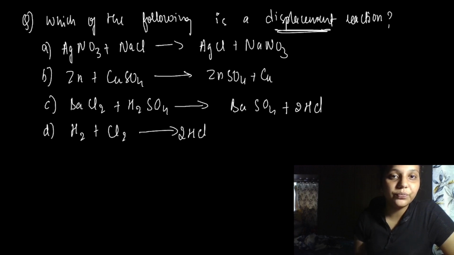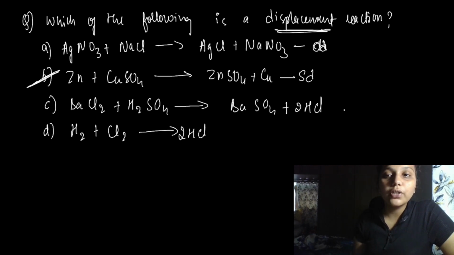Something should be displaced. So you can observe this as an example. This is double displacement. You can clearly say that DD, which is double displacement. Zn and CuSO4, this is very important because the activity is mentioned in the textbook itself. So it is single displacement. The answer of this question is this. And BaCl2 with H2SO4 is again a double displacement reaction, and H2 plus Cl2 is a combination reaction. The answer is B. Fine.